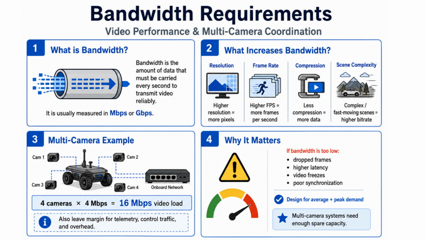For example, 4 cameras operating at 4 megabits per second create a 16 megabit video load. Additional capacity is still required for telemetry, control traffic, network overhead, and sudden bitrate peaks. If bandwidth is insufficient, the system may experience dropped frames, video freezes, higher latency, and poor camera synchronization. Therefore, the network should be designed for both average and peak demand, with enough spare capacity for reliable operation.